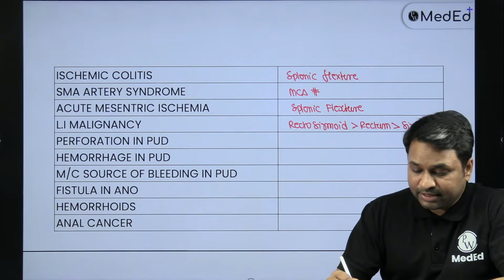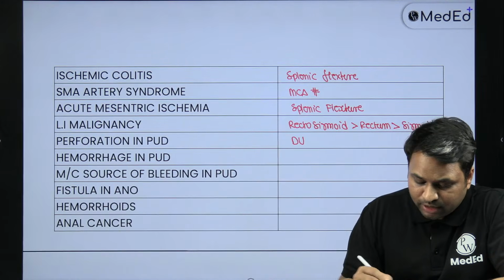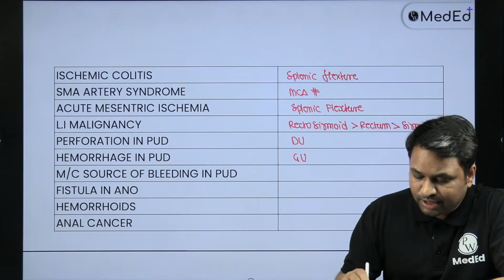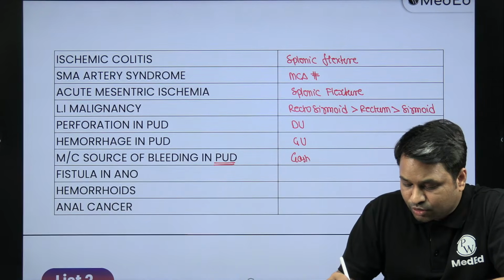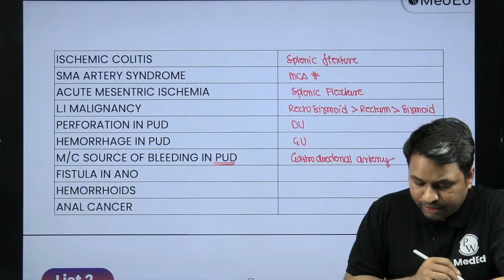Perforation in peptic ulcer disease is more commonly seen in duodenal ulcers, and hemorrhage in your gastric ulcers. The most common source of bleeding in peptic ulcer disease is your gastroduodenal artery.